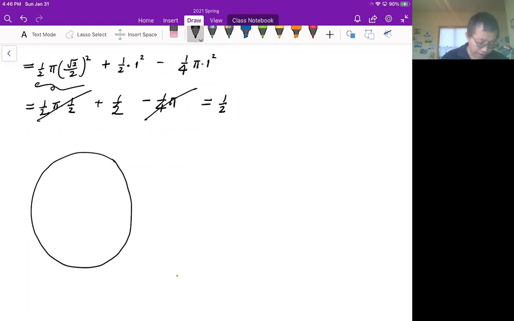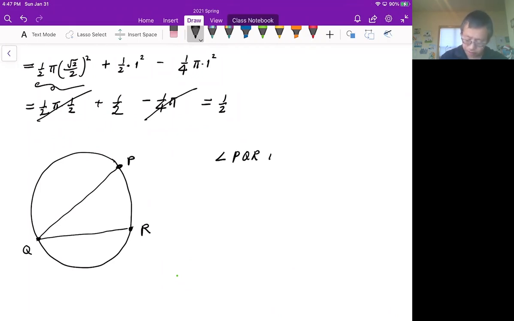All right. Suppose you have a circle here, and assume that this is P, and this is Q and R. So Q is here and R is here, and then I can get an angle here. And so I can say that the angle PQR is inscribed in the arc PR.